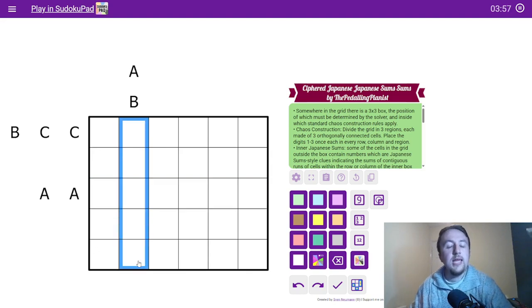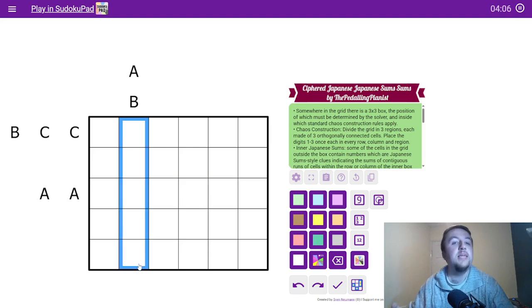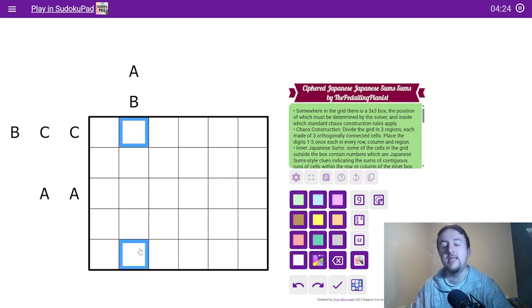But let's look at A, B. If we know that A plus A equals 0 mod 4, A plus B, given that B is not A, by the rules of ciphering, cannot equal 0 mod 4, and therefore this cannot be a column that has the grid in it and Japanese sums clues that sum to 6. So the grid does not come to this column. So we can immediately grey out all of this.